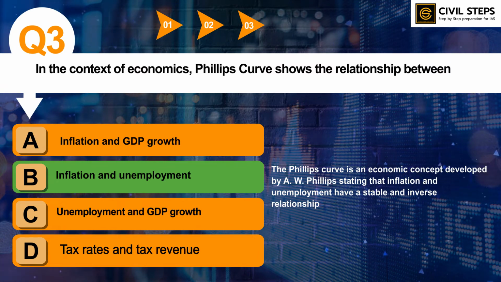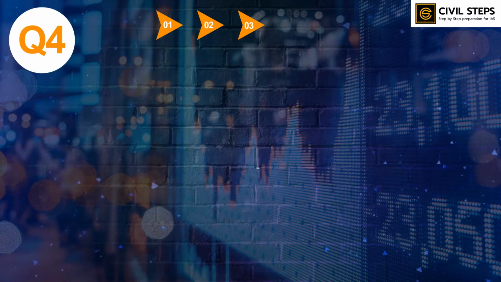So these curves like Phillips curve, Lorenz curve, there are 5-6 types of curves. So you should know about those curves and what is the difference between these curves, what does this curve say about relationship between two components in economics. So here is question number 4.